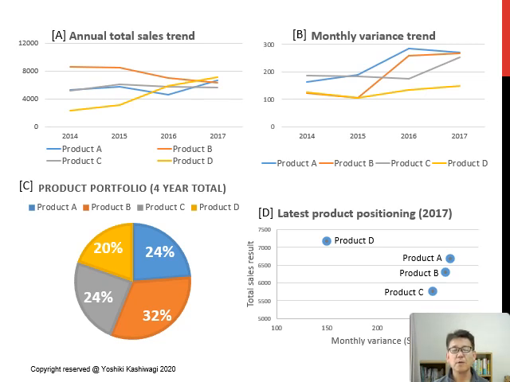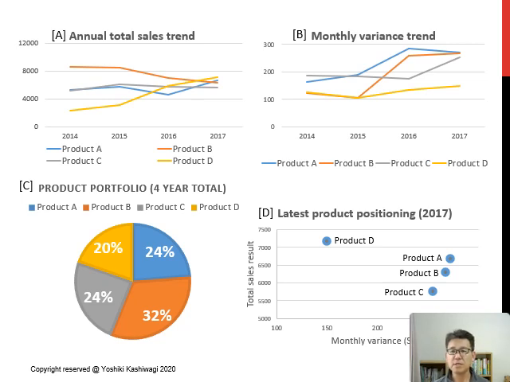So for example, product D sales trends went up, and product B, it went down. That's a simple result. And then what about B? I applied the monthly trend. No, this is a yearly trend, but this is a monthly variance. I applied the standard deviation of each year, monthly deviation of each year.